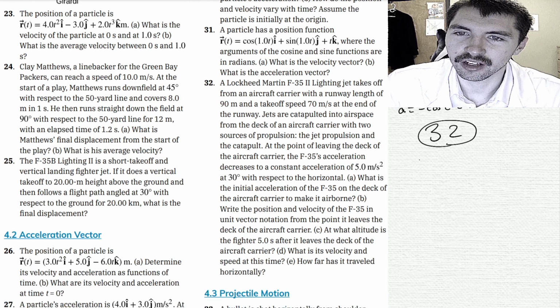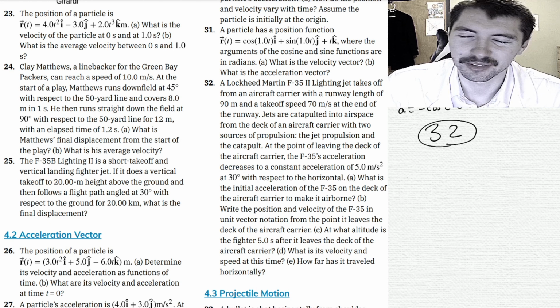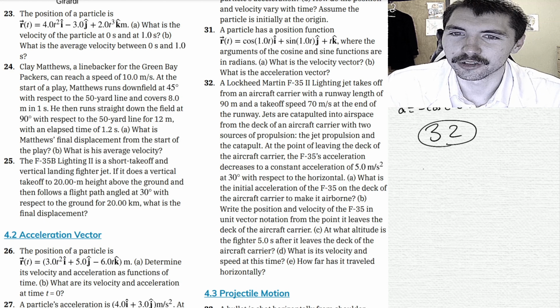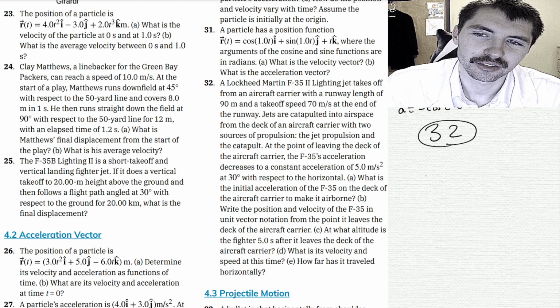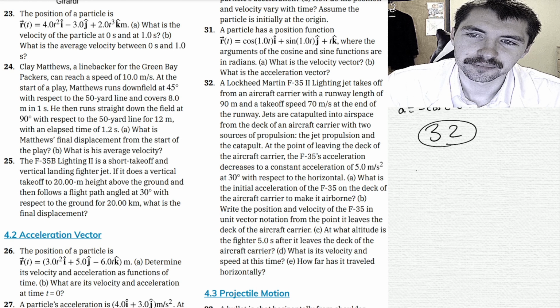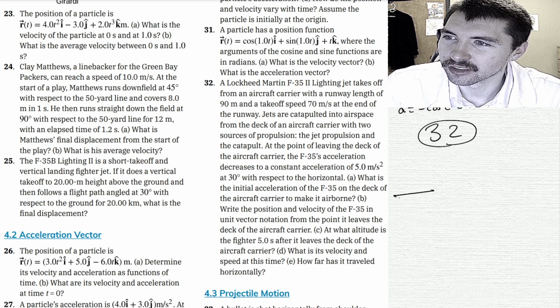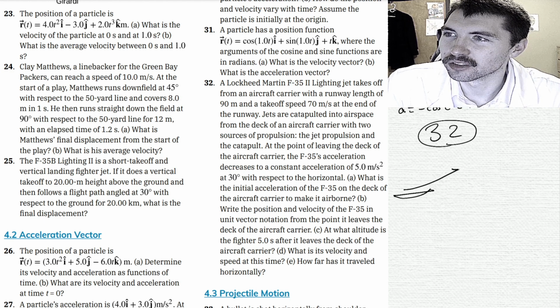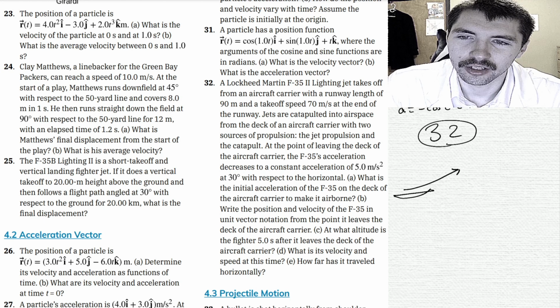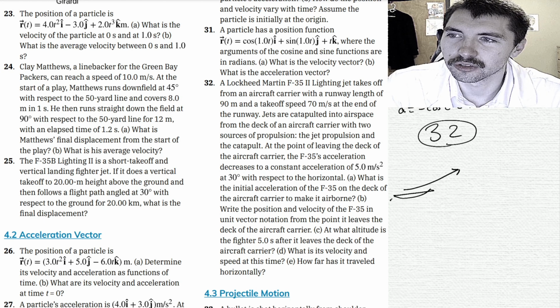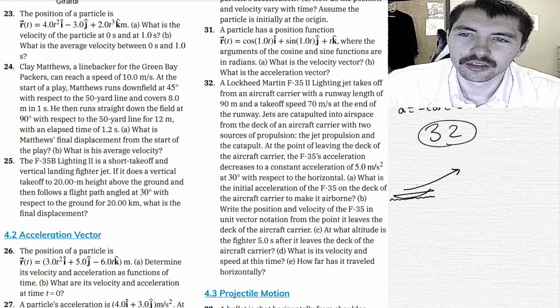Lockheed Martin F-35 Lightning II takes off. I don't know, you could just say a fighter jet takes off. You don't need to say all that. But anyways, an aircraft carrier with planes going this way, and we have some water. It takes off from an aircraft runway with a runway length of 90 meters.